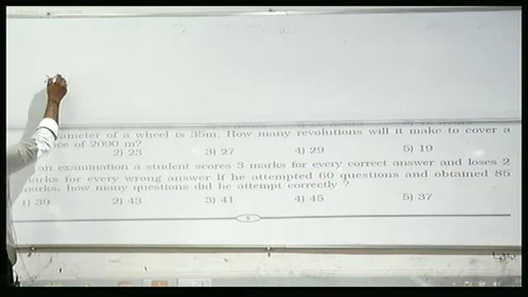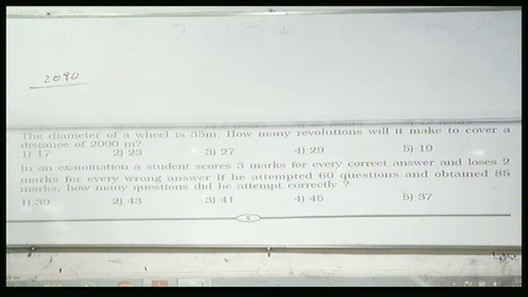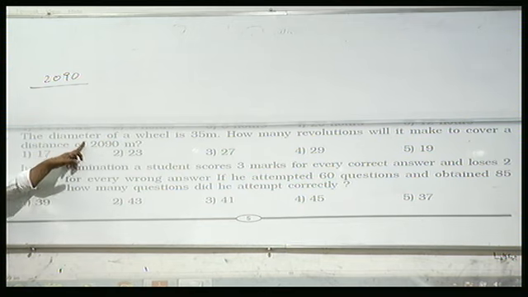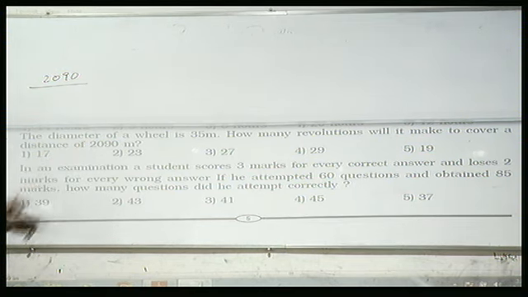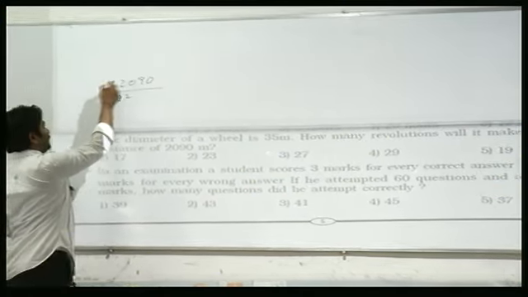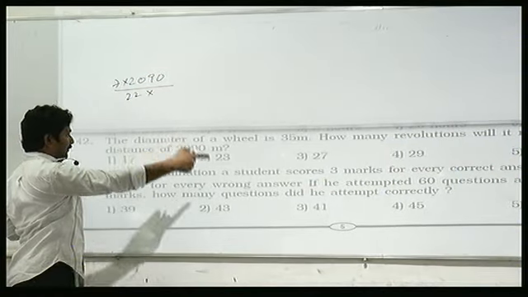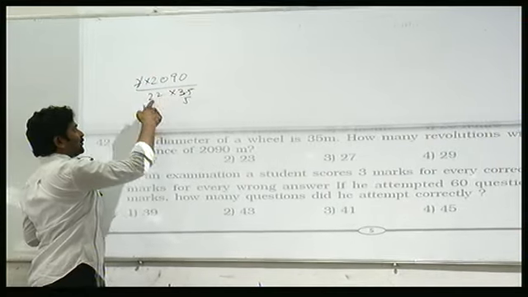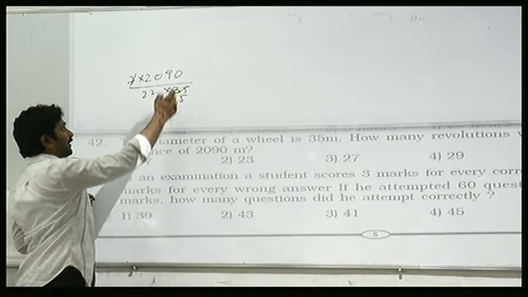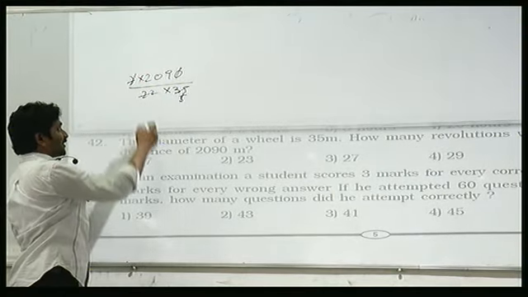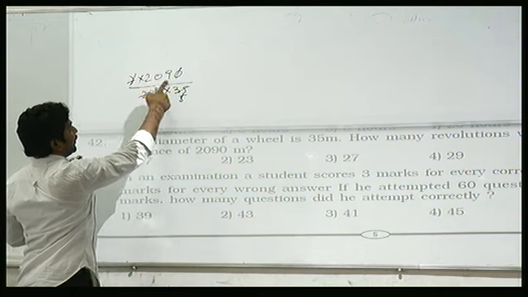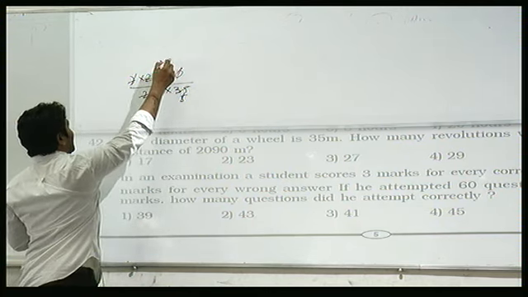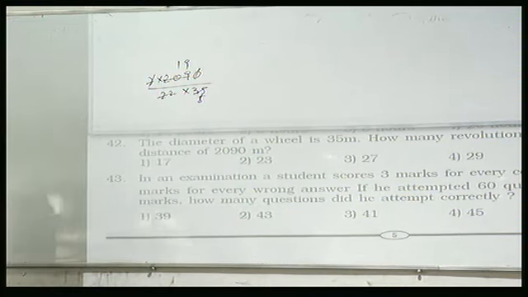So 2090 divided by perimeter. Perimeter in the sense 2 pi r. You are given diameter, so it will be pi d. 22 by 7. 7 comes to the numerator, into diameter 35. 7 how many times? 5 times. 22 5 times is 110. 110 and 0 both get cancelled. So you need to divide this number by 11. 11 19 times.